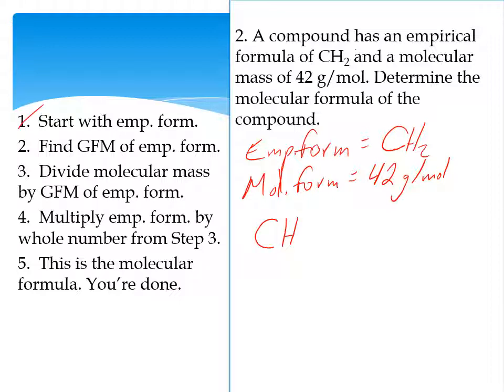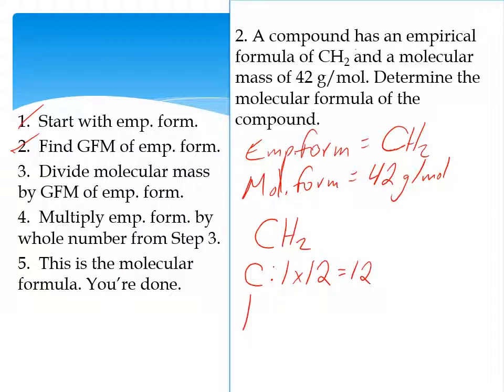Step 2 says find the GFM of the empirical formula. So now we have to actually do a little bit of math here. We're going to find out what this whole thing weighs. So my carbon, I see one of it, and if I go to my periodic table and look up its atomic mass, each carbon atom weighs 12. So the one carbon atom weighs 12.